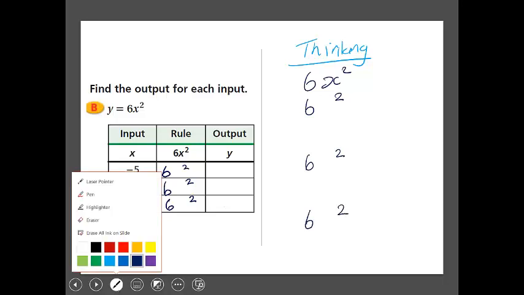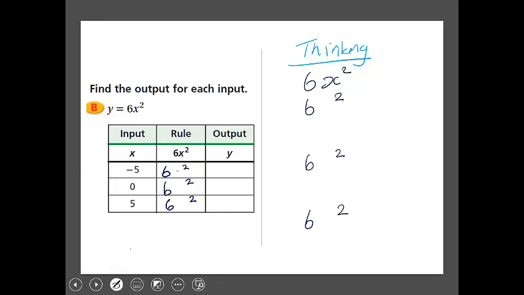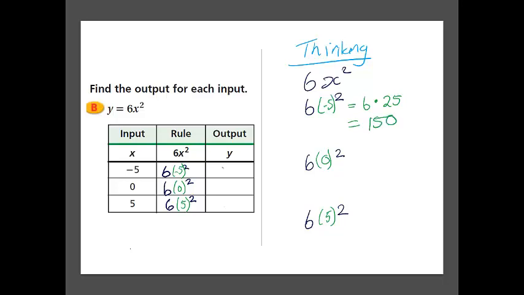Now in the space we are going to put in our x value. So our x for the first one is going to be minus 5, second one's going to be 0, and the third one's going to be positive 5. This here becomes 6 multiplied by minus 5 squared. Minus squared is positive, and 5 squared is 25. So it's going to be 6 times 25, and that is going to be 150. So I know my first one is going to be 150.